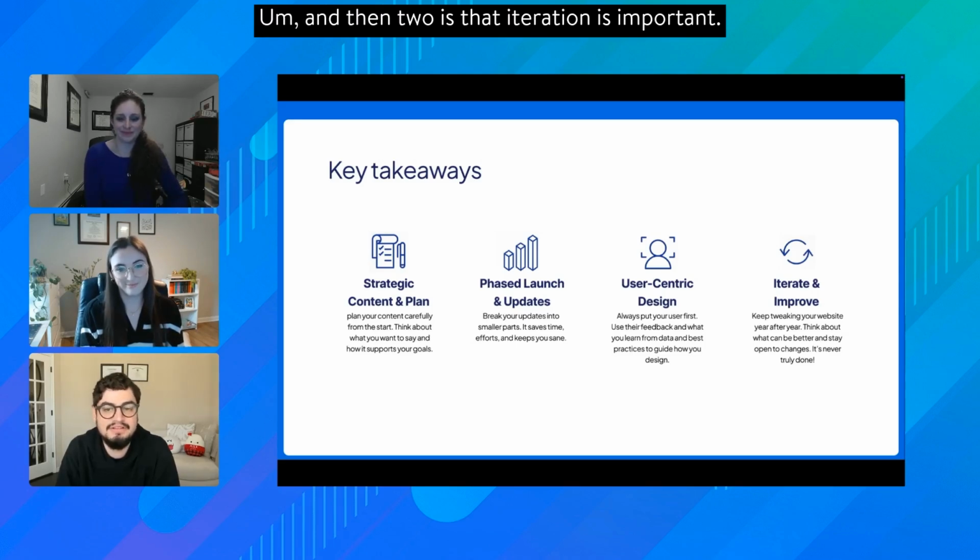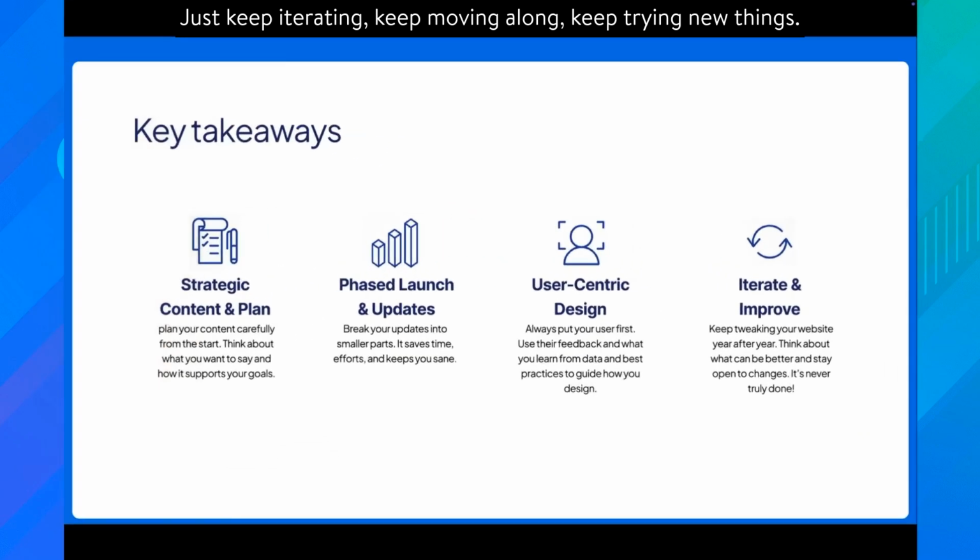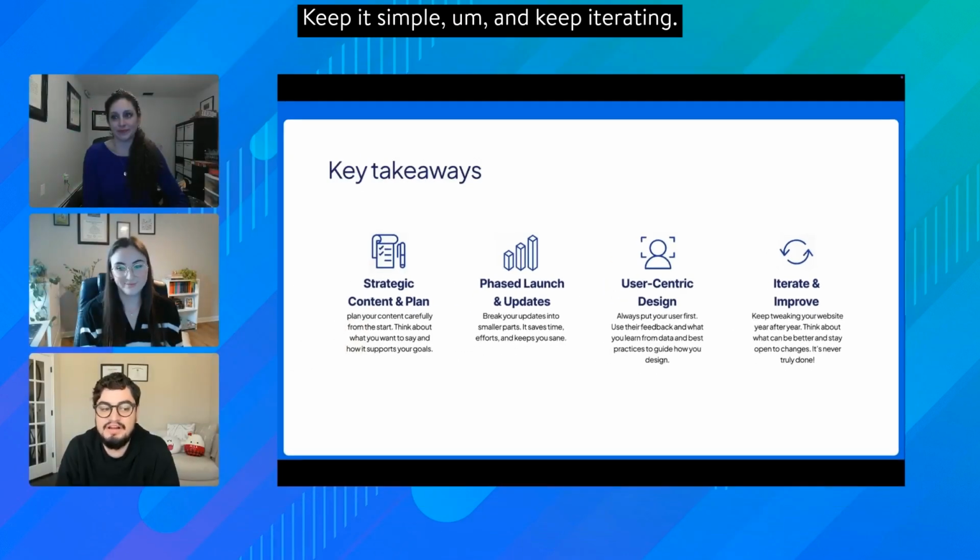And then 2 is that iteration is important. Just keep iterating, keep moving along, keep trying new things. Get feedback along the way, listen to what your attendees want, to what your customers want, and find good ways of implementing those. The first version of something should never be the live version of something. So yeah, just keep those two key points in mind. Keep it simple and keep iterating.